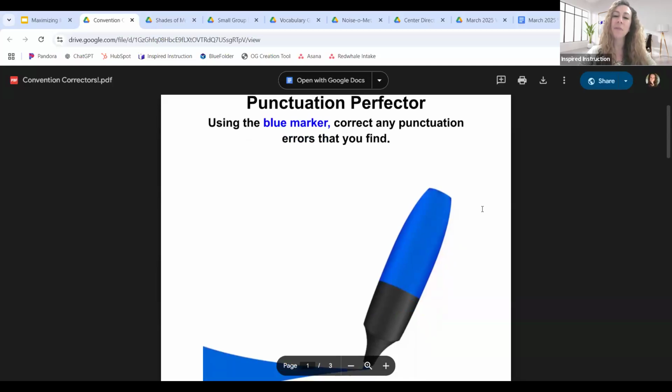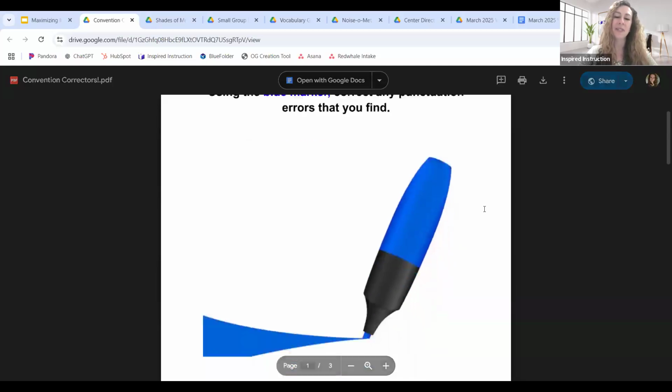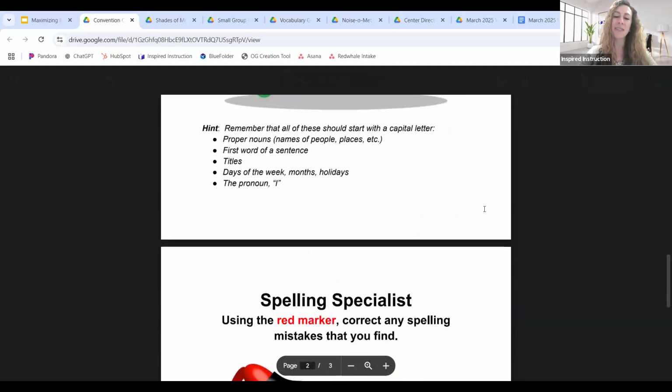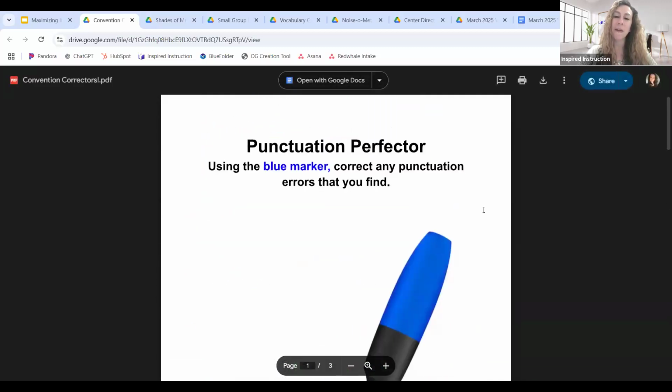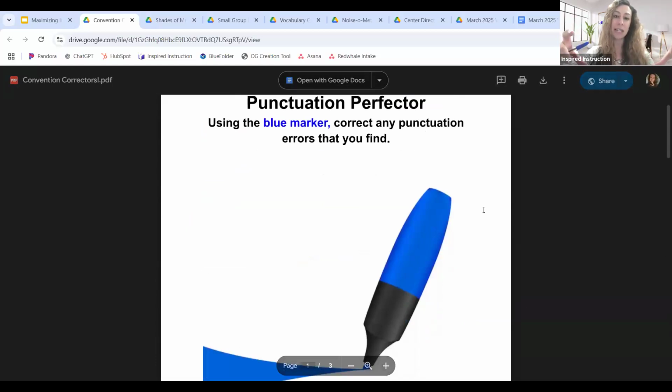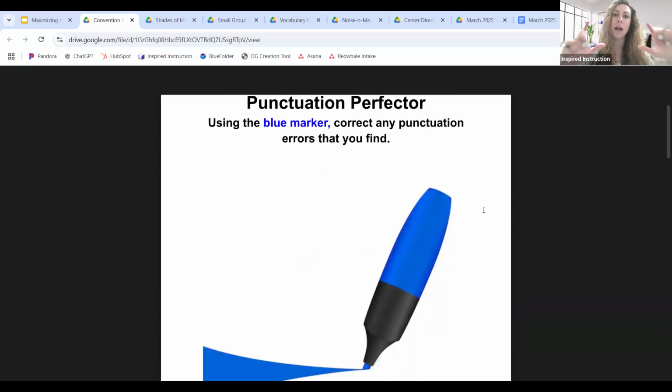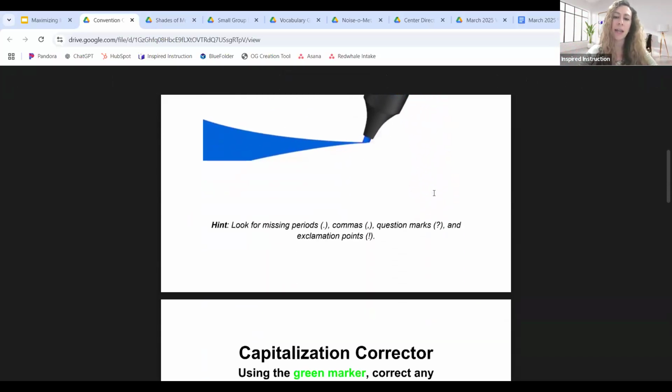And you give students a blue marker, you give students a green marker, and you give students a red marker. If they are given a blue marker, they're going to be looking at the paragraph that's assigned to them and only focusing on punctuation errors. Only punctuation. So it gives them a very laser-focused lens to look through and focusing only on finding mistakes with periods, commas, quotation marks, things like that.